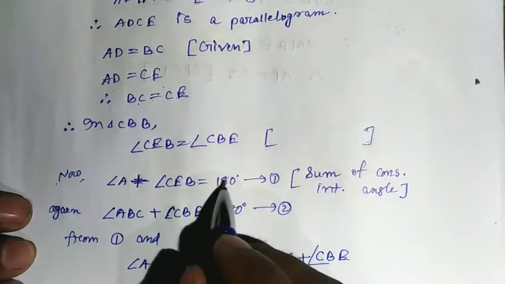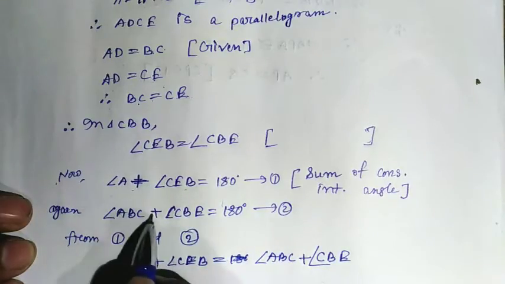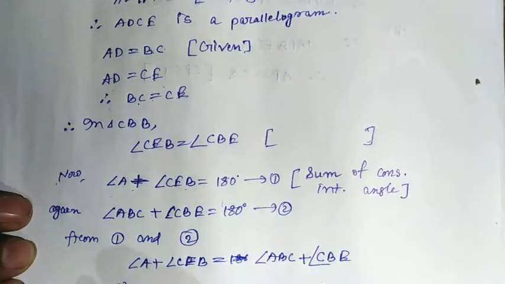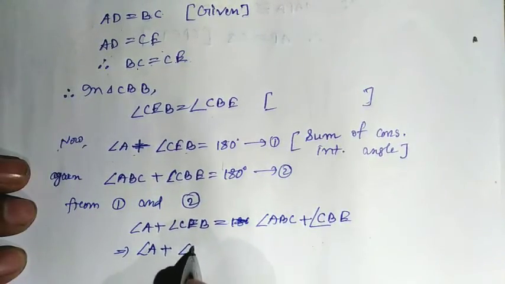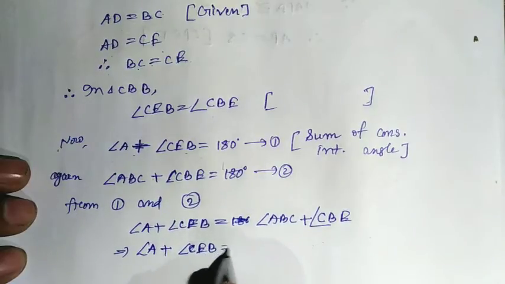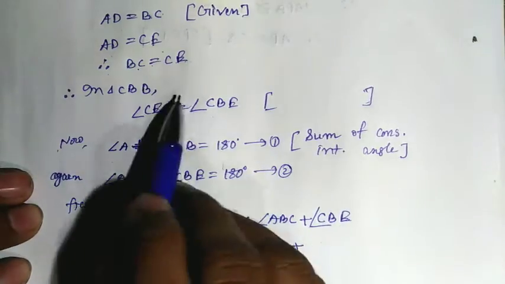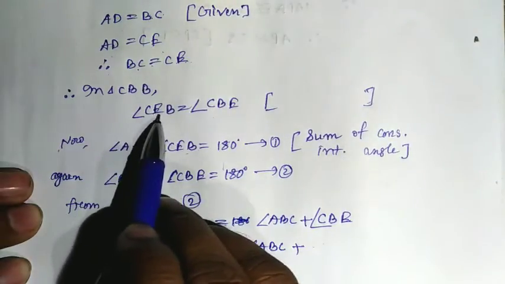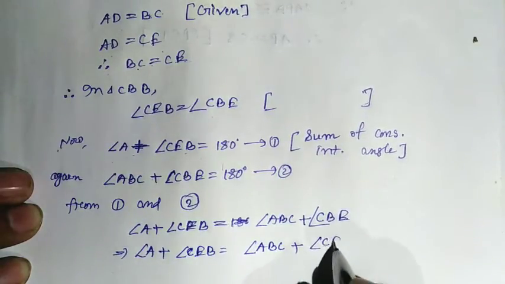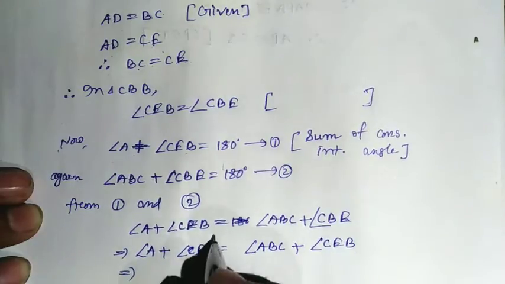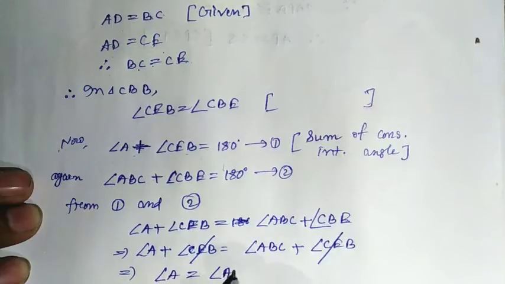Since both sides have 180 degrees, these two sides are equal: angle A plus angle CEB and angle ABC plus CBE. Now see, angle A plus angle CEB is equal to angle ABC plus CBE, and CBE is equal to CEB. So in place of CBE we can write CEB. From both sides these two cancel. Angle A is equal to angle ABC.